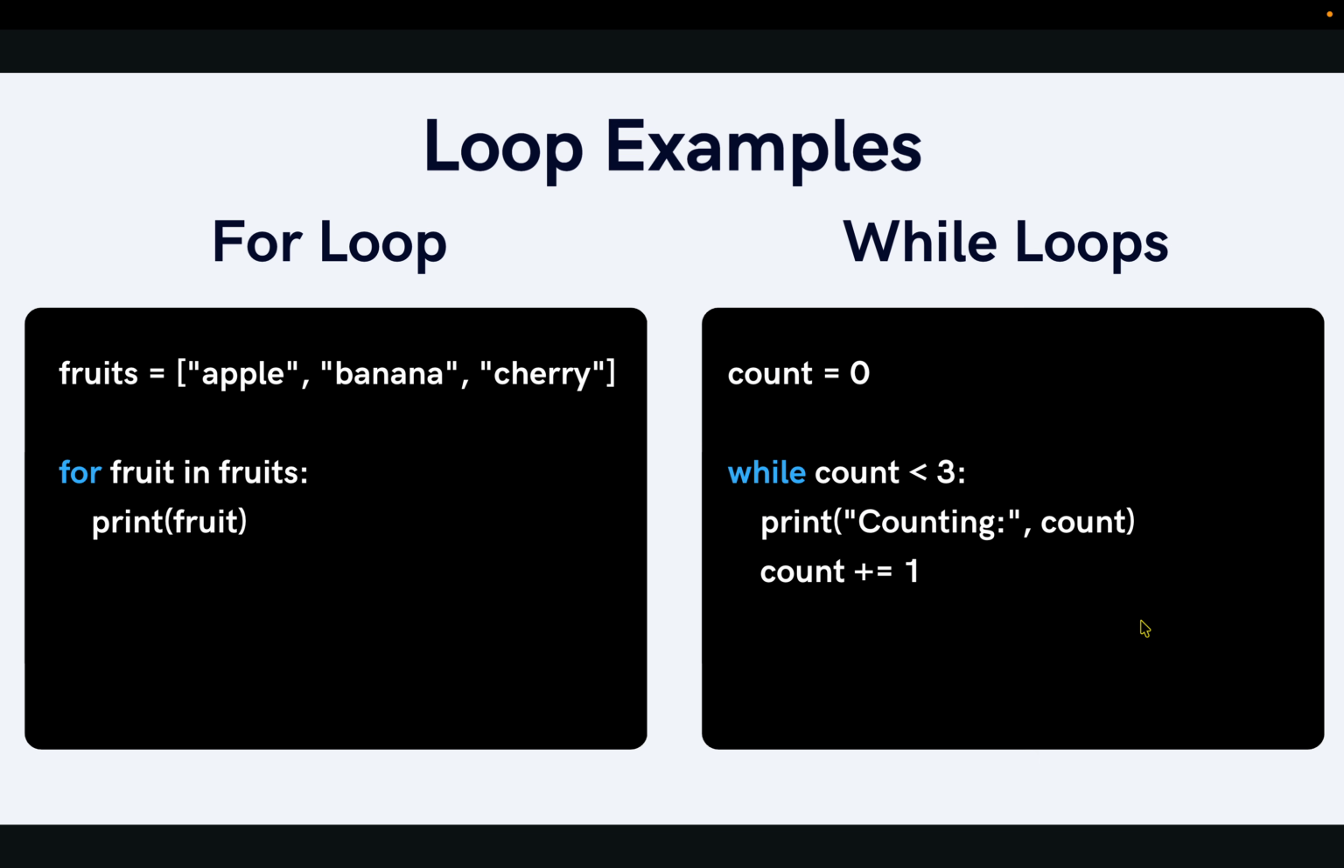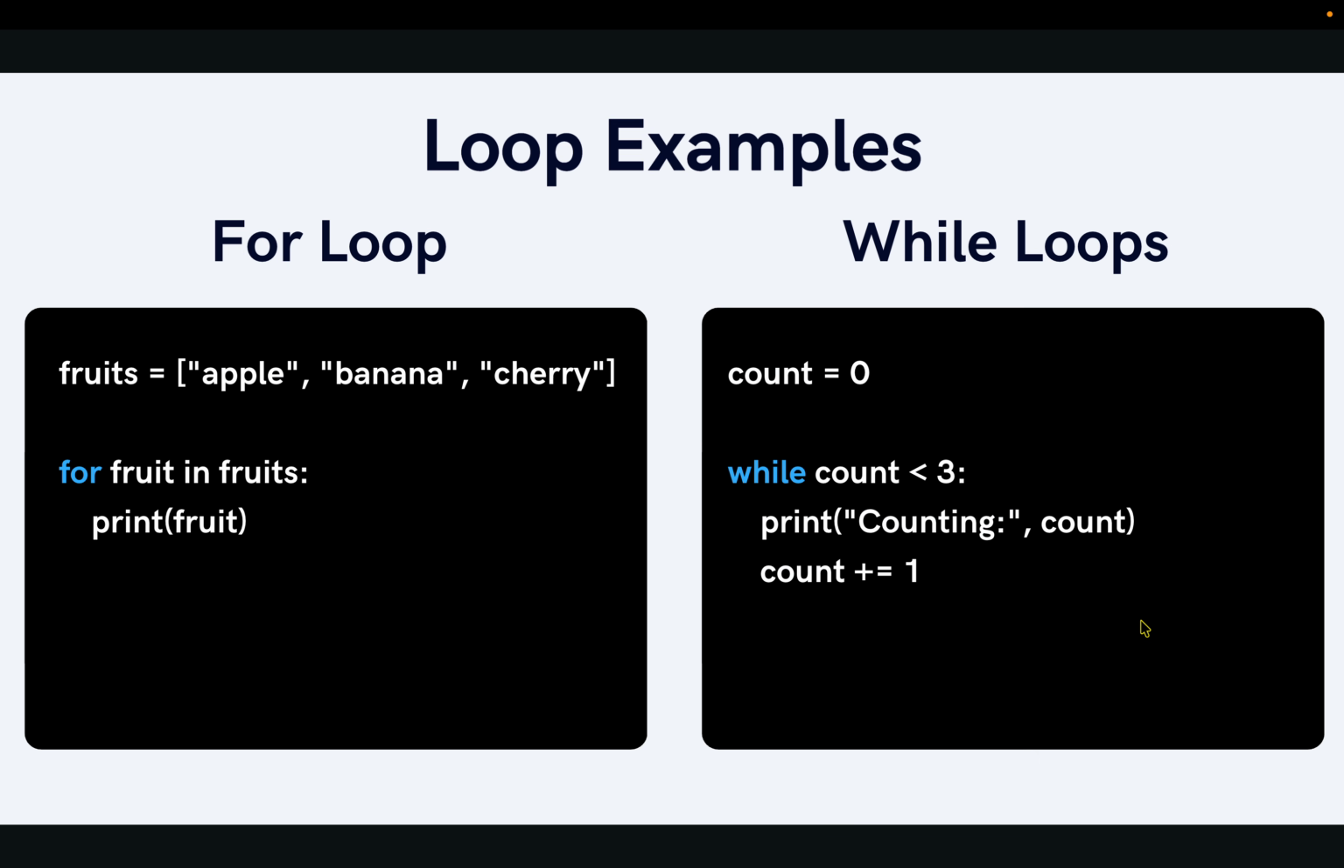So here are two examples. For your for loop, we have a list called fruits, and it has three different fruits in it: apple, banana, and cherry. So in the for loop condition, it's saying for fruit in fruits. Basically, for every fruit in fruits, you want to print the fruit. That's all this is saying. One by one, it will go through the list, check each item, and print it out. So it says apple, banana, and cherry, and it will print them all out to the user.